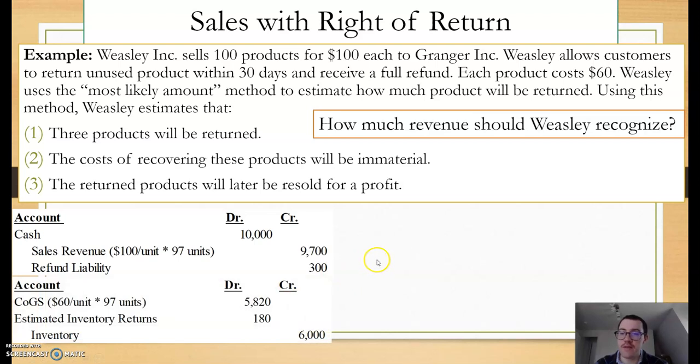And also when you have the sale, of course, you have cost of goods sold and you credit inventory. But what's interesting is you don't debit the cost of goods sold for the full 100 units because you're assuming that 3 will be returned. So you now have this item on the asset side of your balance sheet: $60 times 3 is $180, estimated inventory returns. So this is a new account here, and it goes with your inventory account. It doesn't all go together. It is separated on the balance sheet, often in the notes of the financials.